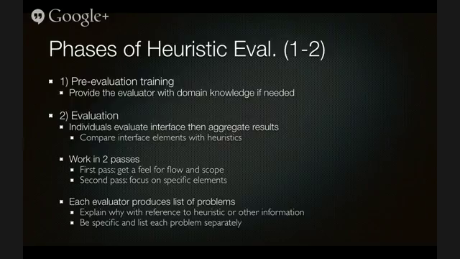Usually we recommend that people work in 2 passes, so they go through everything one time just to get a feel for how it works. And then on the second pass, focus on specific elements and really dig in. And then each evaluator produces a list of problems. For each one, they reference the heuristic that is at issue. And you have to be very specific. So you don't say, boy, this interface violates 7 all over the place. You really say, right here, there's a problem where I think you have violated heuristic number 7, and here is how you should fix it.